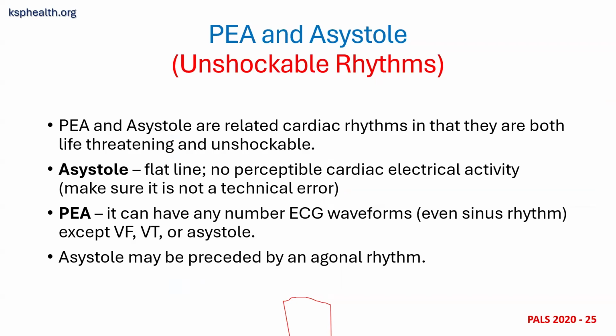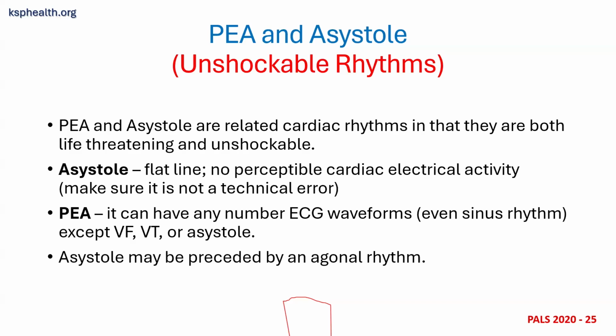Let's talk about unshockable rhythms, which are pulseless electrical activity and asystole. They are ominous rhythms and they are unshockable. In asystole, you see a flat line. There is no perceptible cardiac electrical activity. Make sure it is not a technical error. If the wires are not connected, that can give you asystole too. Asystole is often preceded by an agonal rhythm. What is agonal rhythm? You can have a beat, then nothing, then another beat, then nothing, before it becomes a flat line.